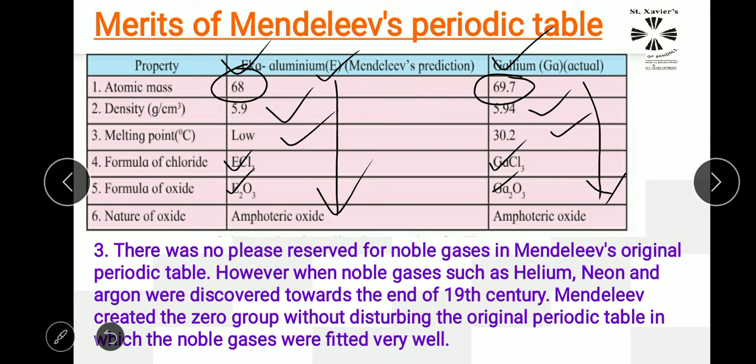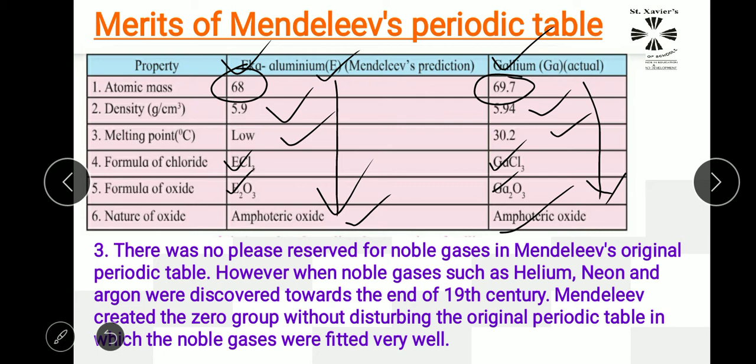The person who discovers the element names the element, students. So here the name was gallium, and the previous predicted name was Eka aluminium. So here there is a difference in E and Ga only. Otherwise it is the same, students. Formula is the same, molecular formula is the same. Nature of oxide, when we talk about nature of oxide, it is the same. Mendeleev predicted that the nature of oxide must be amphoteric oxide, and later on when it was discovered, it was found that the nature is amphoteric oxide only. So again the nature of oxide is also the same.